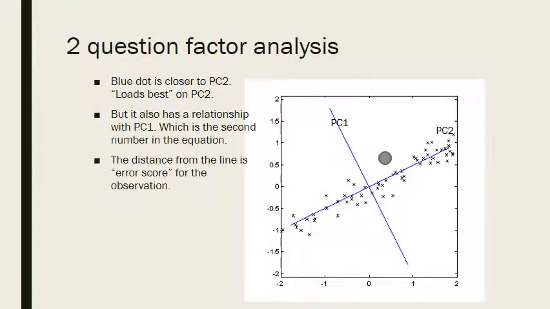So this is a quick one here. It says blue dot, but it actually turned out a little gray there. It's closer to PC2. It loads best onto PC2, but it does have a relationship with PC1. In fact, every dot on here, every X on here has a relationship with both PC2 and PC1. The distance from the line is the error score in the observation. So if everything was perfect, it would land perfectly on the lines, but it doesn't. It lands out in the field of data. So you start to see how some of the previous concepts hopefully start to pull in here. Now we have error coming in, so we have the error, and then we have the relationships of the variables with each other, and the relationship of the variables with these underlying factors.